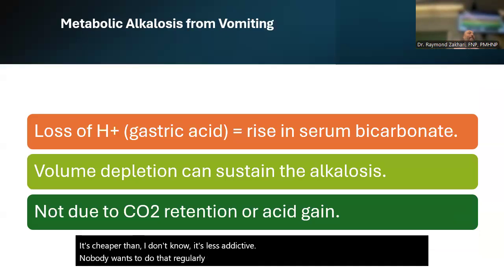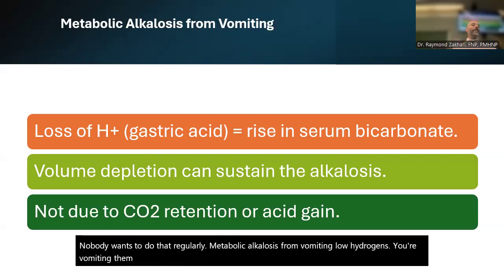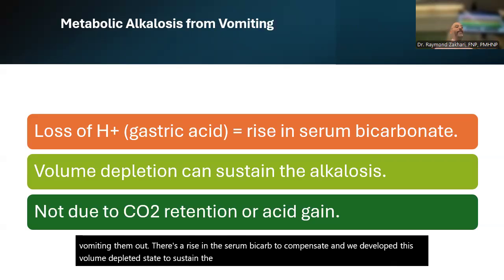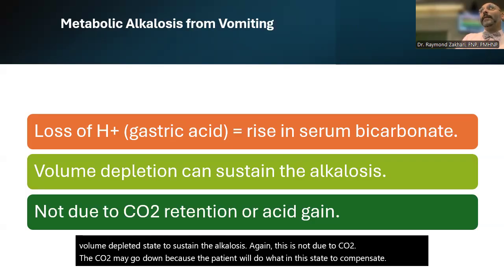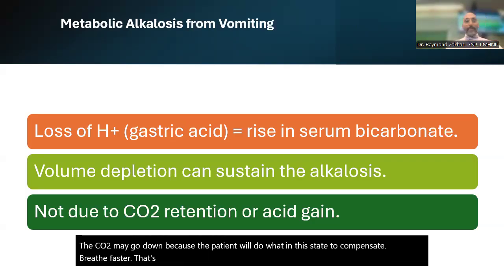Metabolic alkalosis from vomiting. Low hydrogens, you're vomiting them out. There's a rise in the serum bicarb to compensate, and we develop this volume depleted state to sustain the alkalosis. Again, this is not due to CO2. The CO2 may go down because the patient will do what in this state to compensate? Breathe faster. That's right. Good.